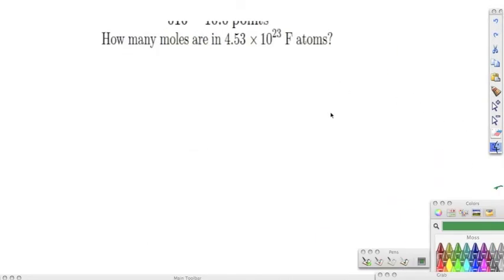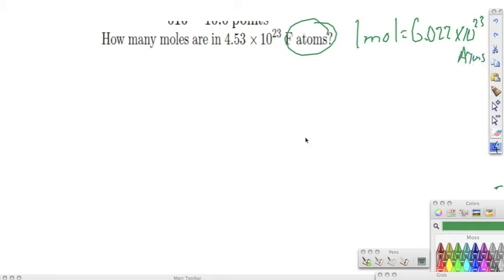All right, guys, in this question it says how many moles are in 4.53 times 10 to the 23rd atoms. Okay, so we're doing some conversion factor here. The conversion factor that we need to remember is 1 mole equals 6.022 times 10 to the 23rd atoms. Okay, so when we set this up, we set it up with what the problem gives us. It gives us 4.53 times 10 to the 23rd atoms of fluorine. Remember, this can be atoms of anything on the periodic table. In this case, it's just fluorine.